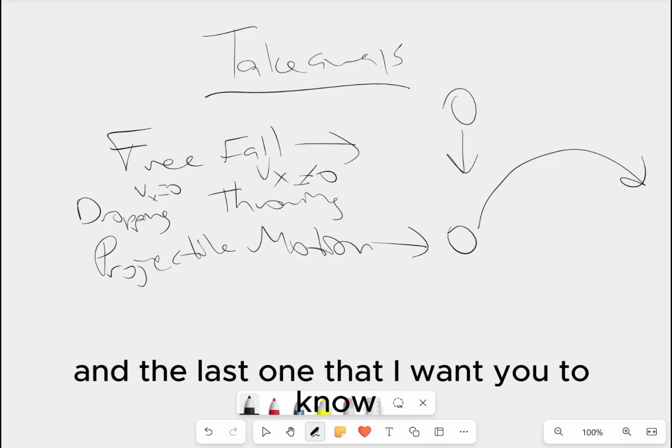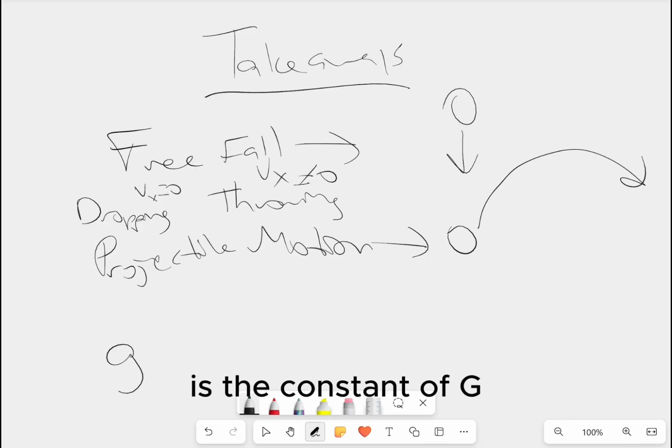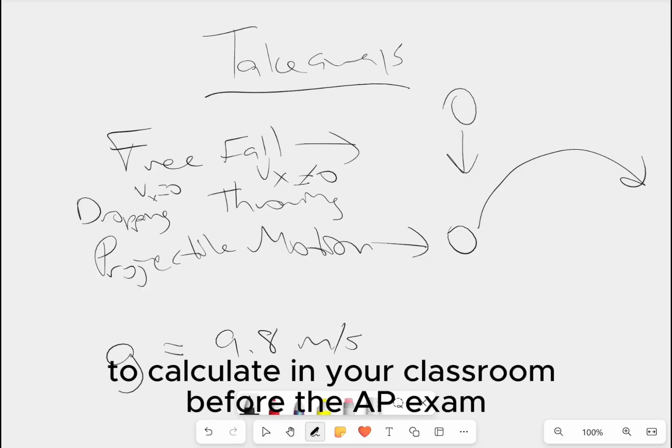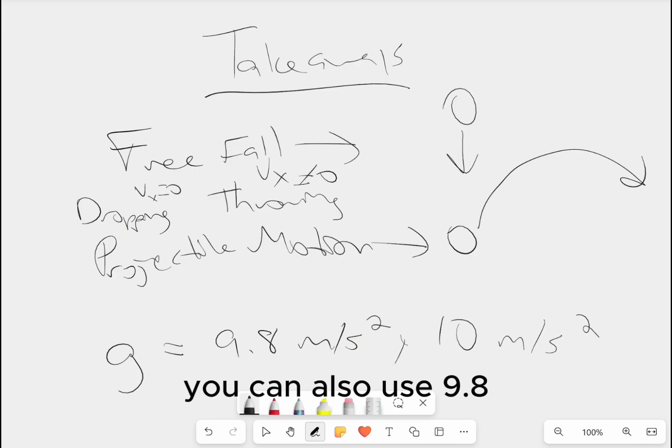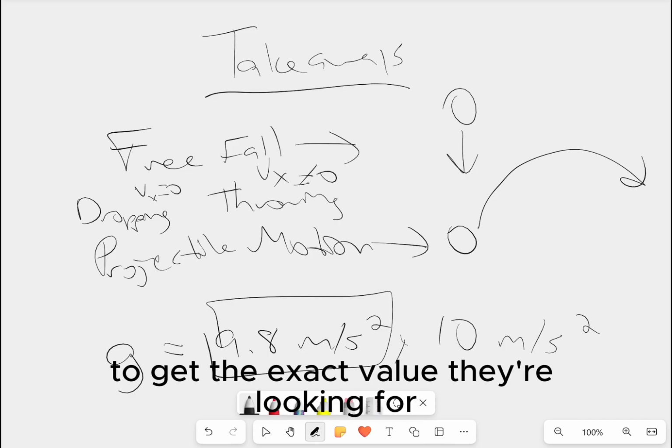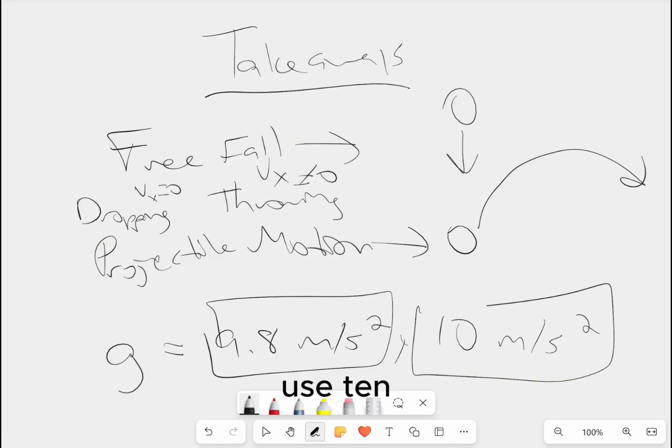And the last one that I want you to know is the constant of g. Know it as 9.8 meters per second squared to calculate in your classroom. But for the AP exam, you can also use 9.8. They won't take off. But to get the exact value they're looking for, use 10.